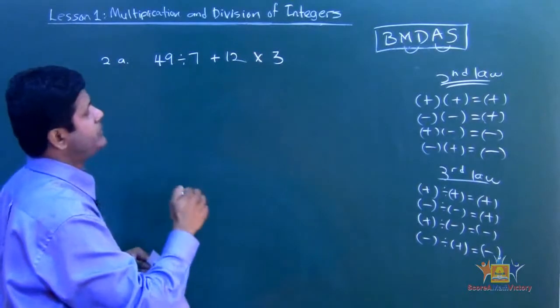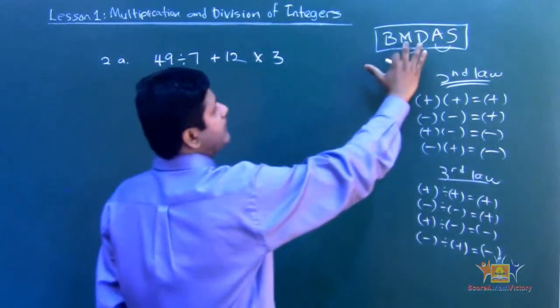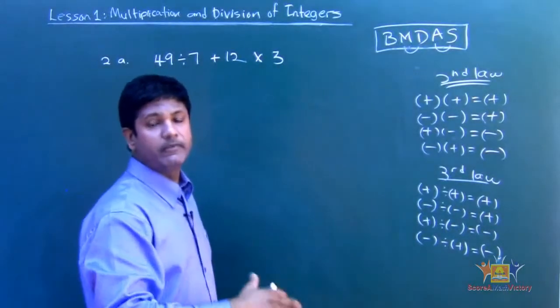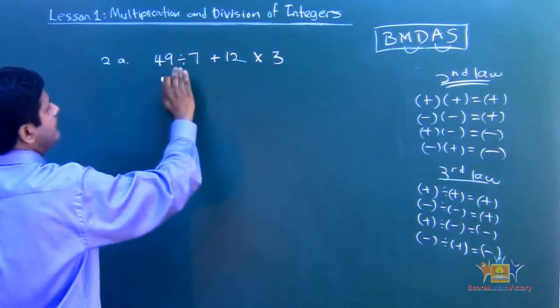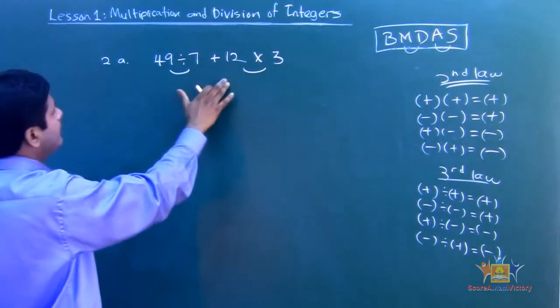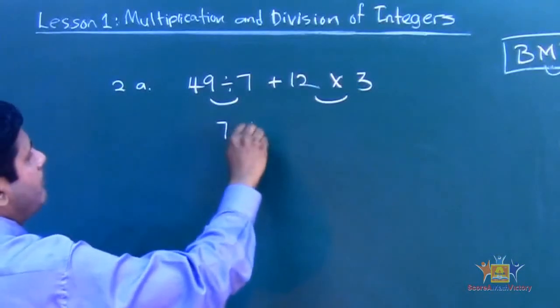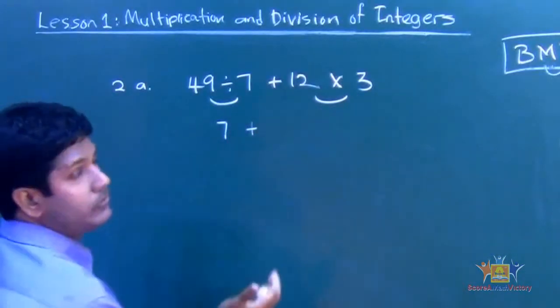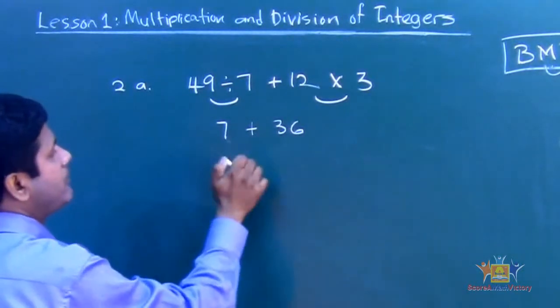Now you got division, multiplication, and addition. Alright, so we know that multiplication and division take priority before you can do the addition. So that means we can do the division first and then multiplication next, and then we're going to add them. 49 divided by 7 is 7, plus 12 times 3 is 36. See that? And then we're going to combine these two.